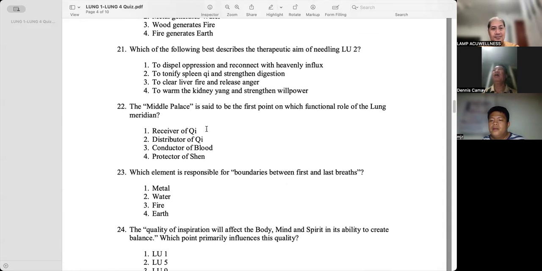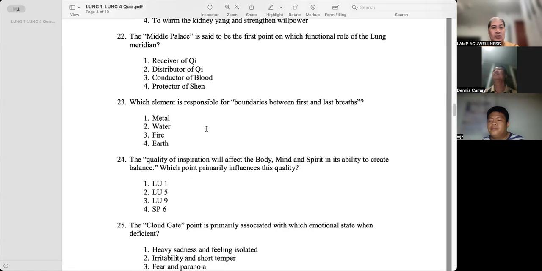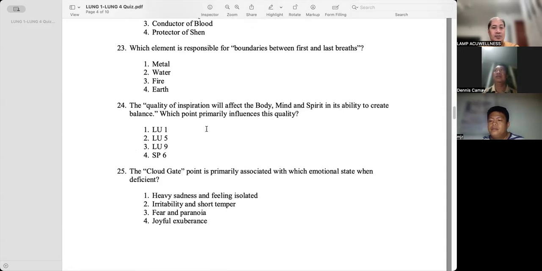Which of the following best describes the therapeutic aim of needling lung 2? To dispel oppression and reconnect with the heavenly influx. The middle palace is said to be the first point on which functional role of the lung meridian? Receiver of qi. Which element is responsible for boundaries between first and last breaths?